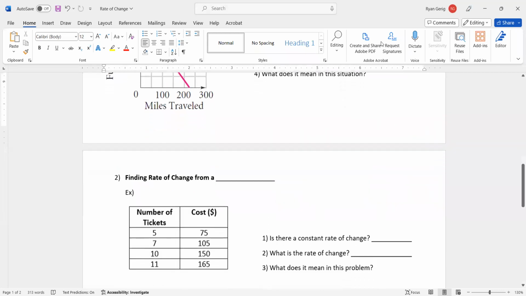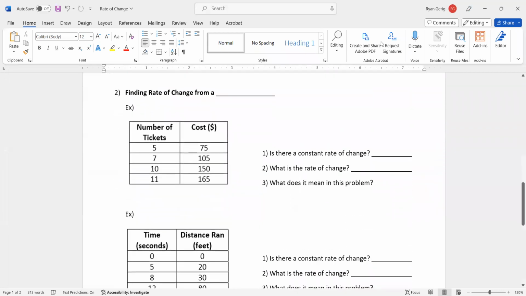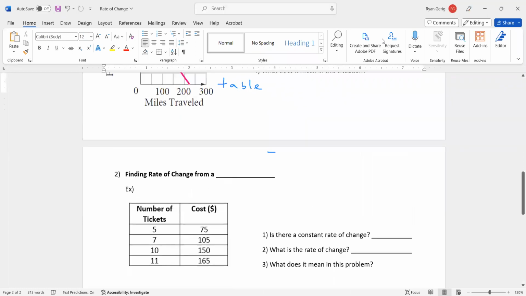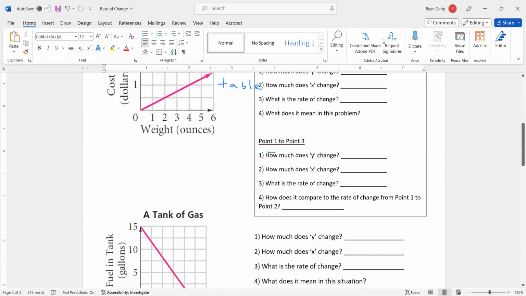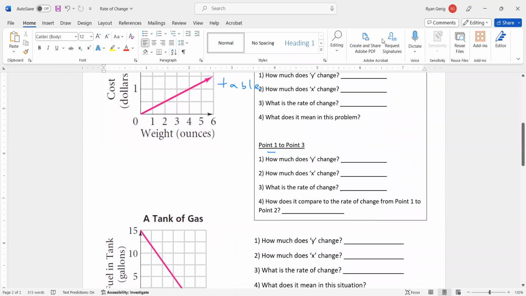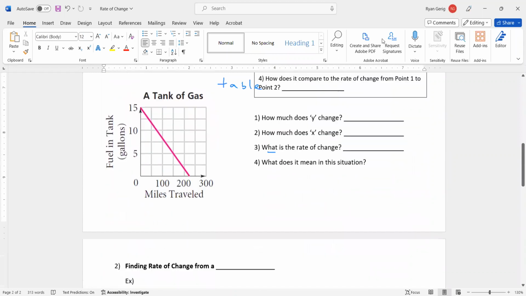So I told you we'd look at finding the rate of change from a couple different situations. The second one we're going to use is from a table. We just did a graph. Now we're going to do a table. Now, is there a constant rate of change? This is a yes or no question. This is a lot harder to see than the previous one. So if you go back up here, these are both lines, and you can see that they're lines. The graph shows you that it's a line. You should know that there's a constant rate of change.